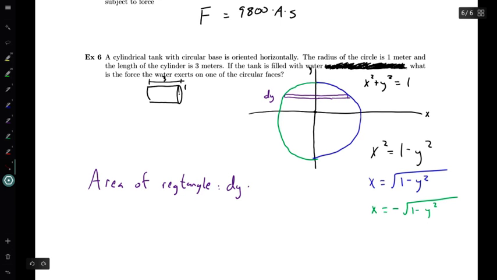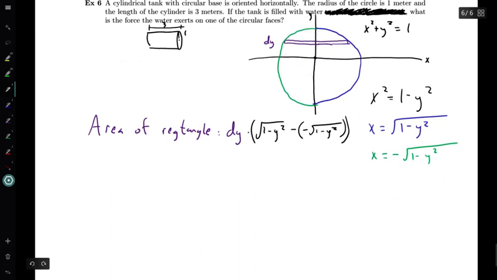So I have the right half of the circle and the left half of the circle written down here. Now what I can say is that the area of the rectangle is, well, we've already got the height, we need the width. The width is going to be the coordinate on the blue curve minus the coordinate on the green curve. So let's write that down. The coordinate on the blue curve is root 1 minus y squared. The coordinate on the green curve is negative root 1 minus y squared. Simplifying a little bit, I have dy times root 1 minus y squared plus root 1 minus y squared, I get 2 root 1 minus y squared. Cool, so I have the area of my rectangle here.